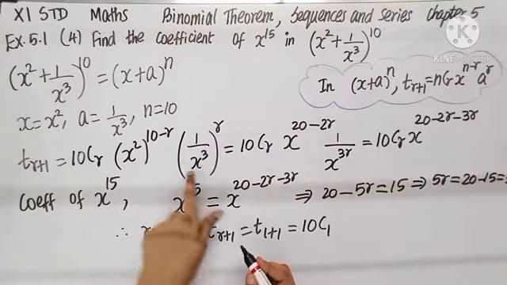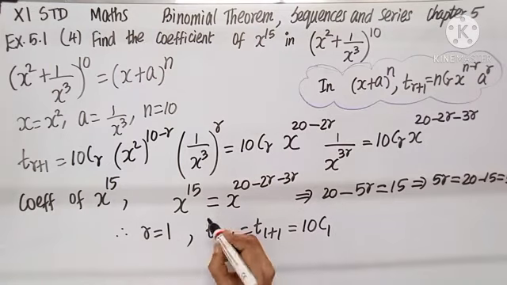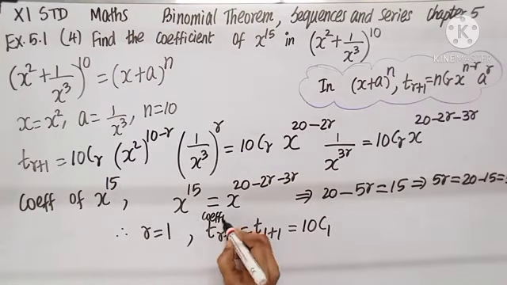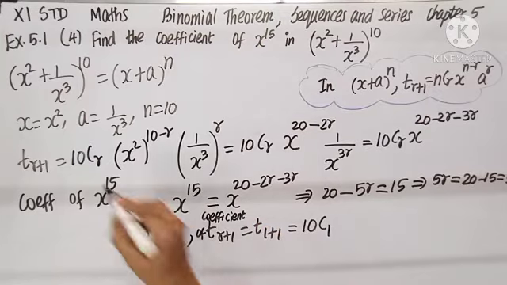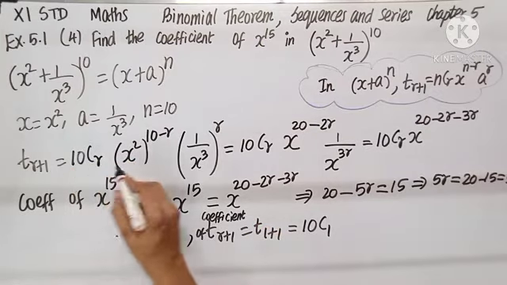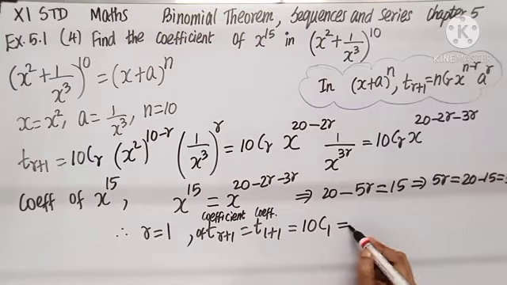Can I write x powers? No. My question is only coefficient. What do you mean by the word coefficient? We need to write only the number, not x. So when I say coefficient, it is only 10c1 and the answer is 10.